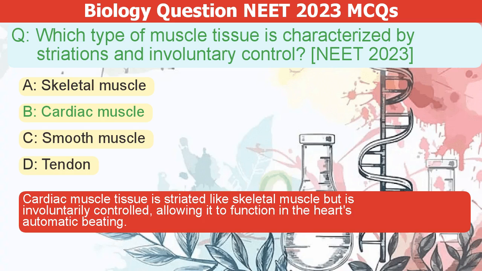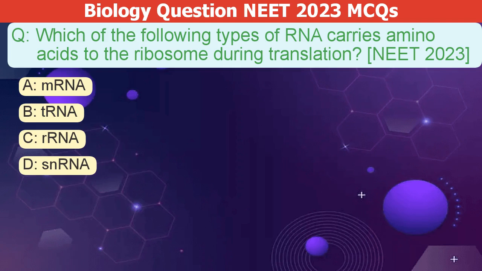Which of the following types of RNA carries amino acids to the ribosome during translation? NEET 2023. A. mRNA. B. tRNA. C. rRNA. D. snRNA.